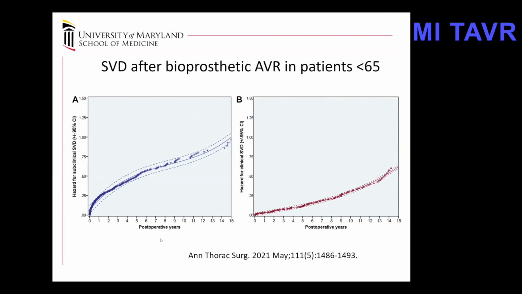And you can see, if we look at the subclinical defined by not reaching the need for valve replacement, the rate is about 75% at 10 years, with a clinical structural valvular deterioration at 10 years about 30%. These are real numbers, and I'll speak to why I think that's relevant for the bicuspid population.